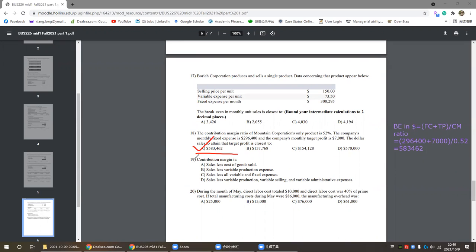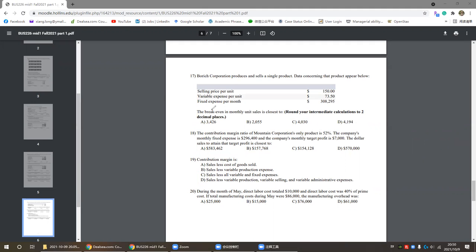The next one is just a very easy, simple definition question. Some of you chose the answer B. That's not correct. For the contribution margin, you need to include all the variable costs. So not only the variable product cost, but also the variable period cost. So it's including variable production cost, variable selling, and variable administration expense. So the answer would be D.